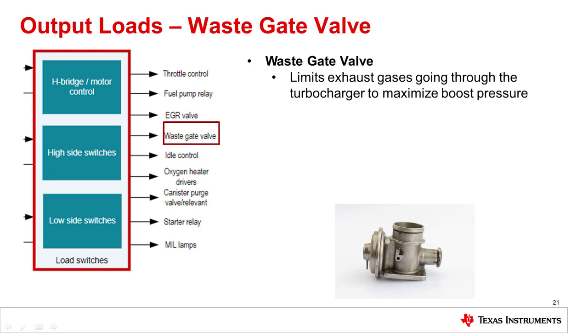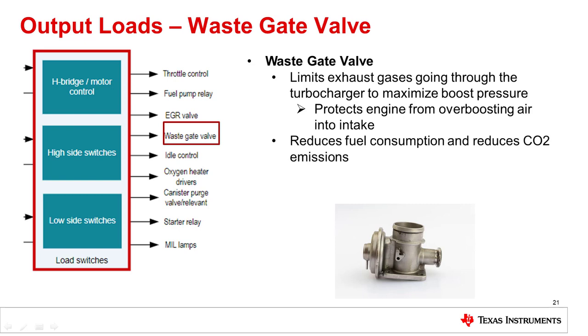A wastegate valve limits exhaust gases going through the turbocharger and bypasses them directly into the exhaust. This helps maximize the boost pressure of the turbocharger without overpressurizing the engine or turbo. This bypass protects the turbocharger from failure, which reduces fuel consumption and reduces CO2 emissions.